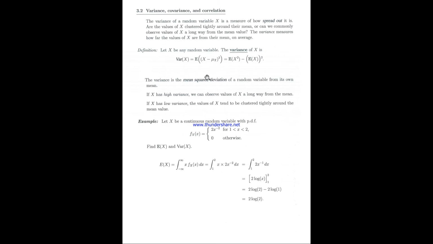So we know when you are taking the variance of a random variable, what we are doing is we are taking the expectation of the squared difference between the random variable and its mean, right? So you have to take the random variable, subtract the mean value, square it and take the expectation. So we know the same equation is equal to the expected value of x squared minus the expected value of x, the whole thing squared.